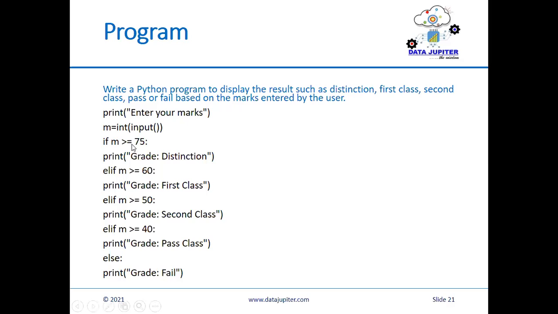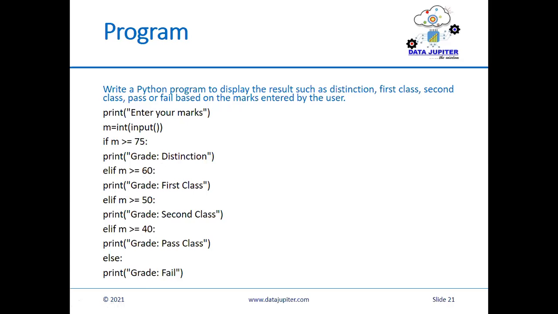If 74 is typed, it means the value is first class. If 76 is typed, the value is going to be distinction. If you put 29, the value is going to be fail, because it will run from here. 29 is not greater than 75, so it is false. Then it will jump to the elif statement. 60, it is false; 29 is not greater than 60. Next, 29 is not greater than 50, it is false. Next, 29 is not greater than 40, it is a false statement. So else print fail. So fail is the true statement for 29.